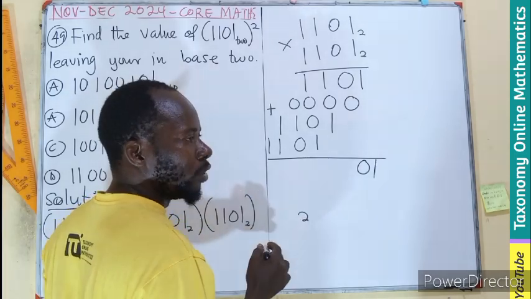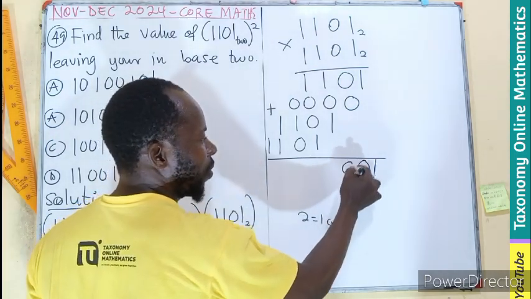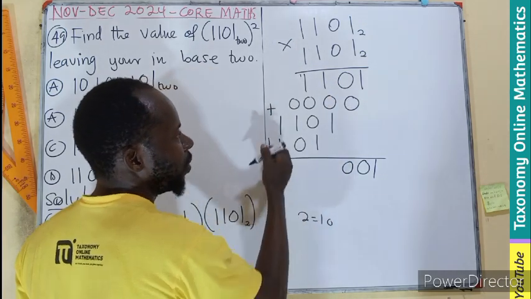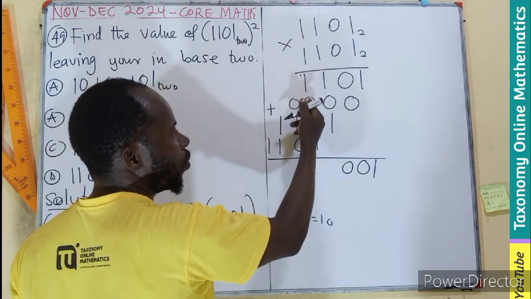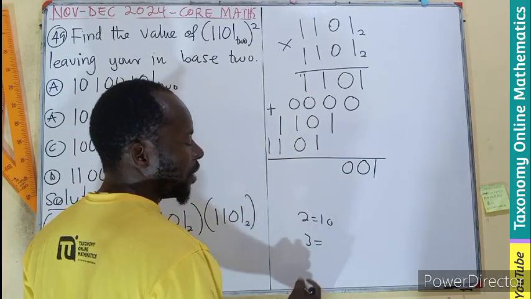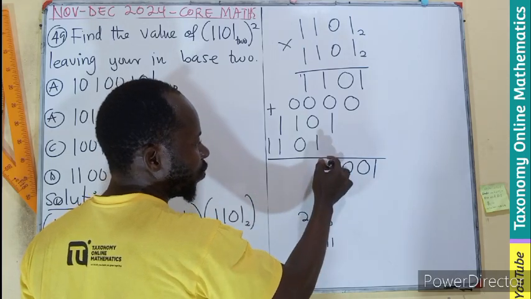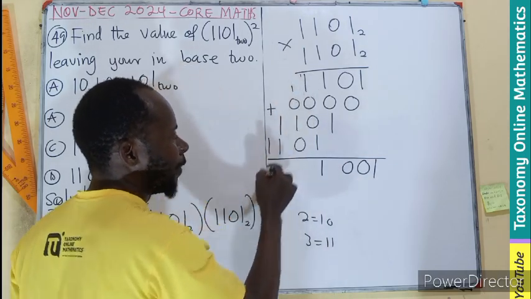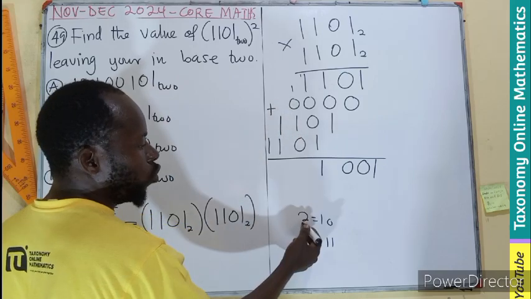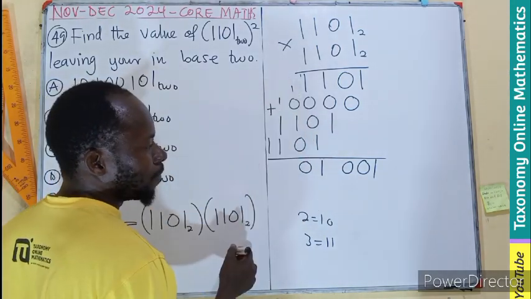That is 2. 2 in base 2 is 1, 0, right? So we write the 0, carry the 1 to this place. 1 plus 1, 2. Plus 0 plus 0 plus 1, 3. In base 2, it will be 1, remainder 1. So this 1, remainder this 1. 1 plus 0 plus 1 plus 0 will be 2. In base 2 will be 0, remainder 1.